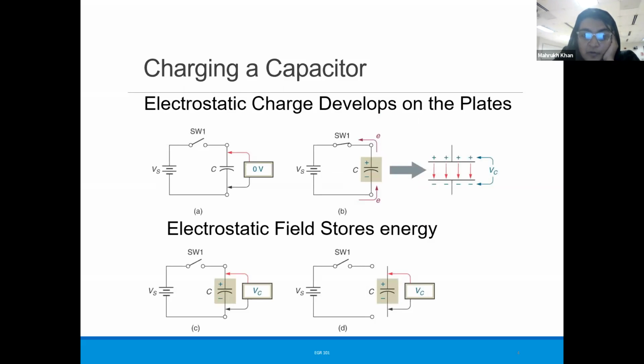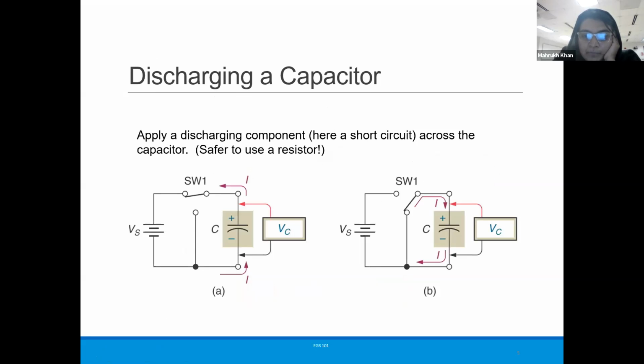So this is another way of looking at it. If you have a capacitor that is initially at 0 volts, then when you connect the switch, you can see that it accumulates charge across it. Once the charge is accumulated and equal to Vs, it acts like an open circuit, and it can provide charge to other components. Then if you want to discharge the capacitor, you should connect a low resistor across it, and the capacitor will quickly discharge.